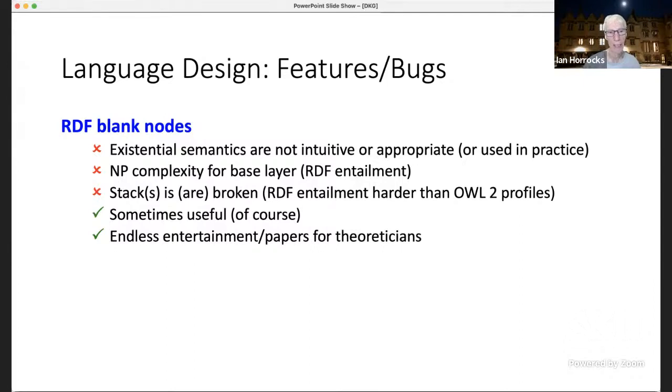So RDF blank nodes. Actually, several of the things I'm going to mention here are really already there in RDF and were just inherited by OWL.